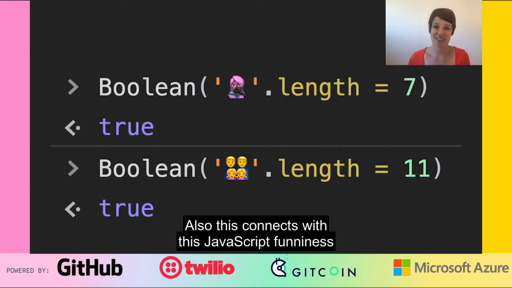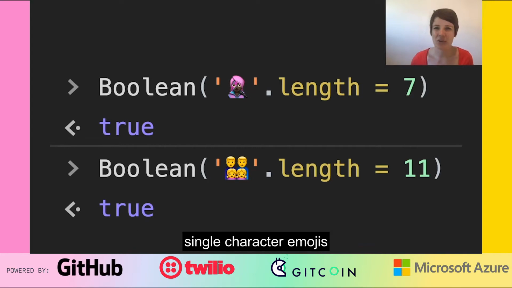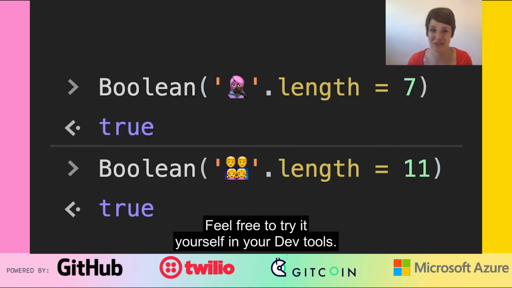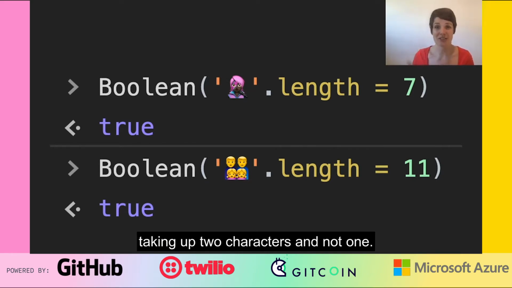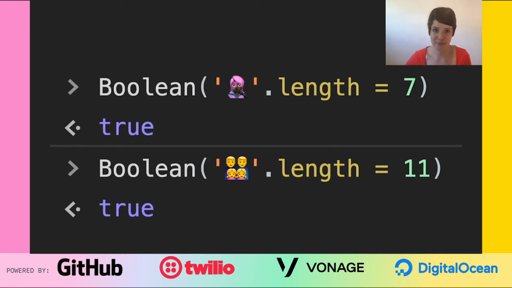Also, this connects with this JavaScript funniness that we can see here, where seemingly single character emojis, as strings, have a length a lot longer than expected. Feel free to try it yourself in your dev tools. This is also related to emojis in Twitter taking up 2 characters and not 1. So part of my goal today is to talk about why this is and to provide some more details about the underlying encoding involved here.